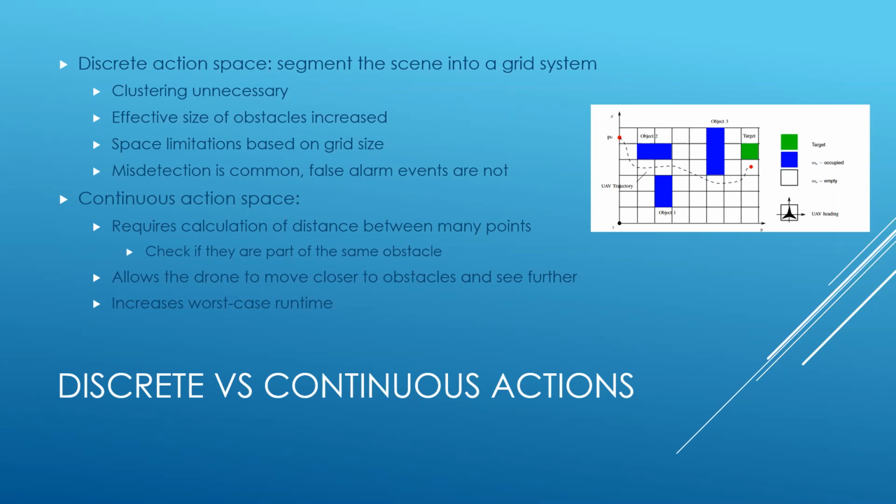A continuous action space does not use the grid system, instead requiring the algorithm to calculate the difference between points to ensure sufficient space for the UAV to travel around and between obstacles as needed. More data points will correlate to more proximity calculations between these points. This eliminates problems associated with discrete action spaces, meaning the drone can potentially move closer to obstacles or see further, but it comes at the cost of a worse case efficiency.